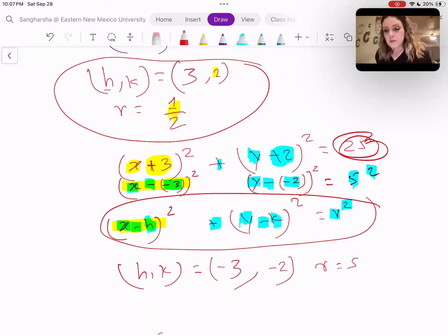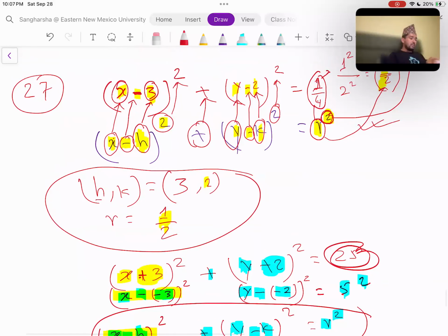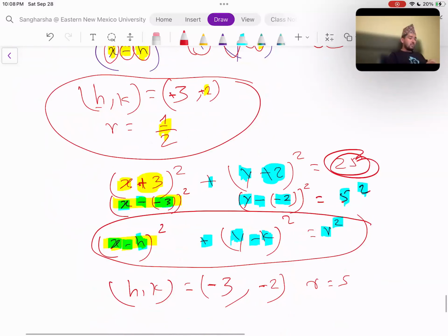If you have a positive, your h and k are going to be negative. If you have a negative here, your h and k are going to be positive. See, we have negative here, we have positive h. You have negative here, we have positive 2 here. But whenever you have positive, you're going to get negative. This is another way so you can just make it easier.